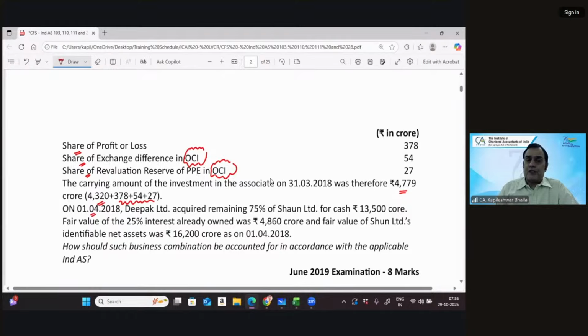Then he says on 1st April 18, Deepak acquired the remaining 75% of Shaw for cash of 13,500 crores. The fair value of that 25% interest is 4860 crores, and the fair value of the net assets is also given, 16,200 crores. So we're given the fair value of the net assets, and we're given the fair value of the PHI as well. How should the business combination be accounted in accordance with the applicable Ind AS?